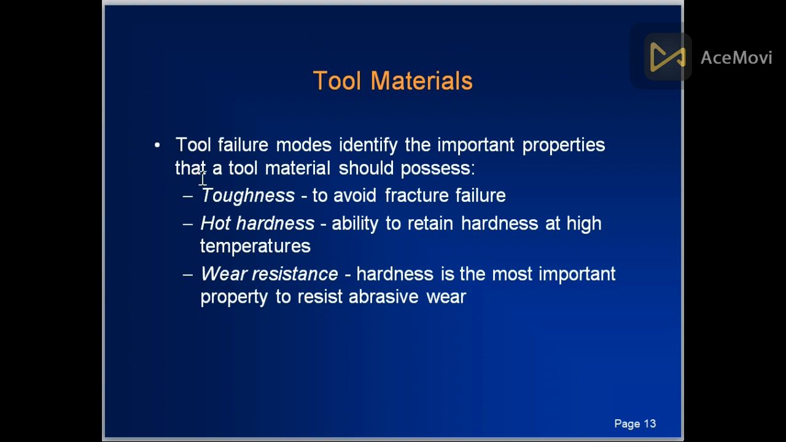The tool materials. Tool failure modes identify the important properties that a tool material should possess. What are these properties? Number one is toughness, to avoid fracture failure. Hot hardness is the ability to retain hardness at high temperatures, because in the cutting operation there must be friction. When we apply force, there is high friction, and then the metal heats up. And the final is wear resistance. Hardness is the most important property to resist abrasive wear.